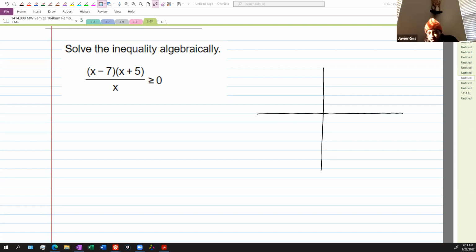Would we have 4 test points or 3 test points? How many x-intercepts do you have? 2. How many verticals do you have? I have 1 vertical asymptote. So the total of those two together is 3, which means you'll have 4 test points. Okay, perfect. Yep.